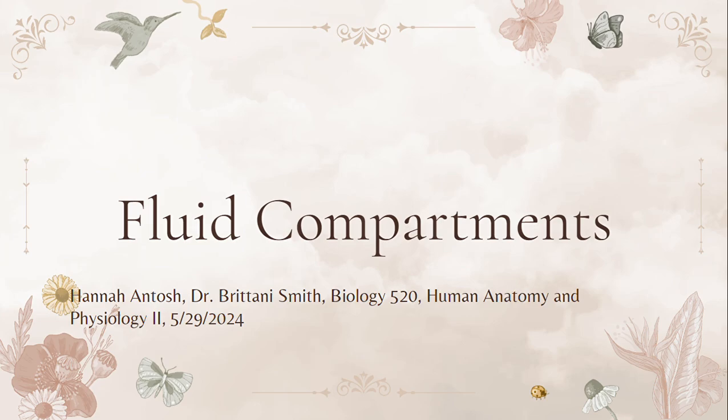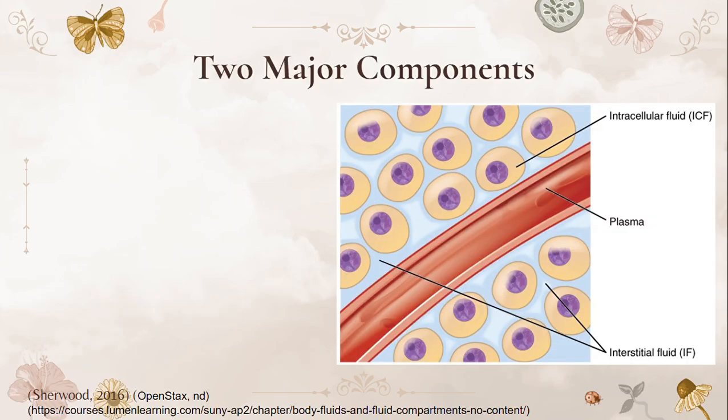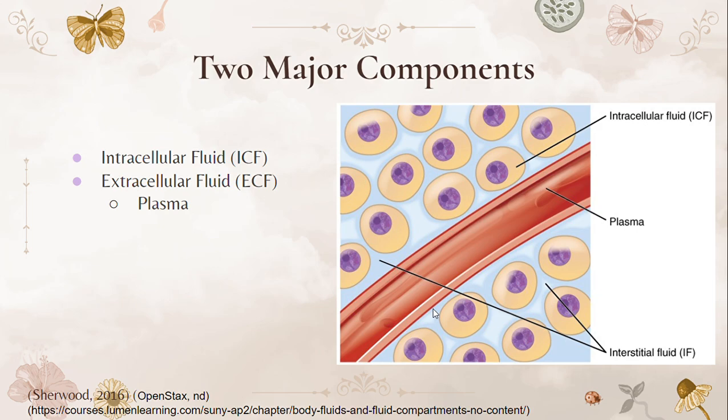Today we're going to talk about the two main fluid compartments of the body. The first one is intracellular fluid, which is fluid found within the cells, based on the name intra. The next one is extracellular fluid, and there are two main components to this. Plasma, which we can see right here.